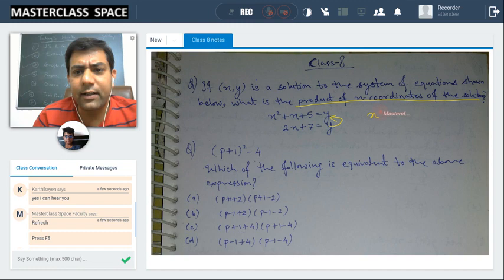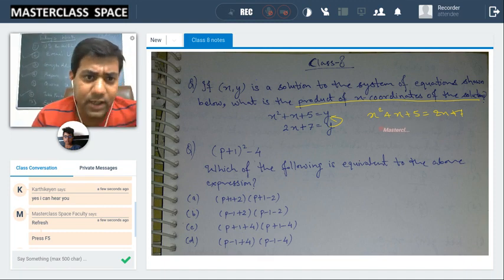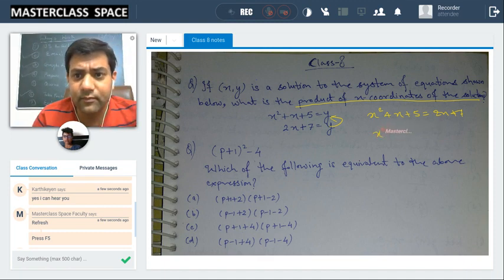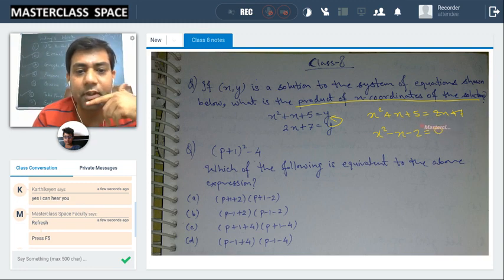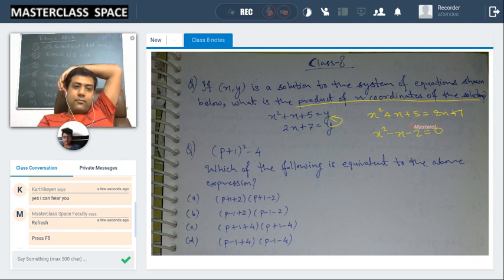Fine. If I write x square plus x plus 5 equals 2x plus 7. Then it's a quadratic. Then x square minus x minus 2 equals 0. Is that fine? Yeah. Then what do you have to do? Then split the middle term. Okay, then tell me. x square minus 2x plus x minus 2 equals 0.